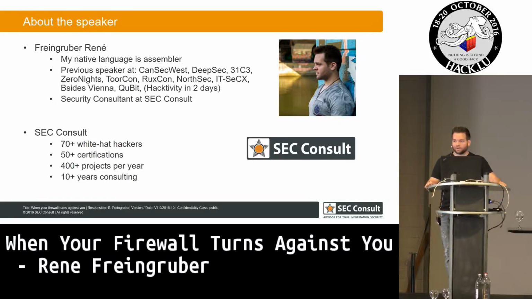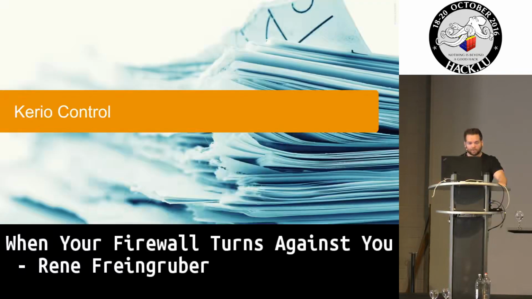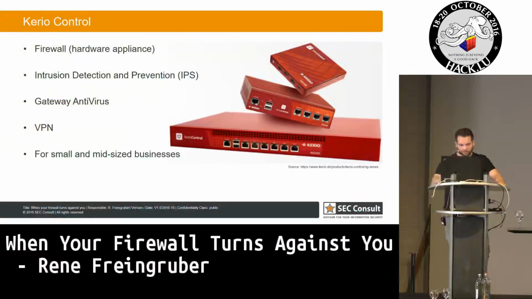I'm a security consultant in Austria at SecConsult, and today I want to tell you something about how you can compromise a company via their firewall. In this case, we are speaking about Carrier Control. You see here, this is Carrier Control. It's a hardware appliance which you can buy. It's for small and medium-sized businesses. It has functionality like firewall, router, IPS system, antivirus, and VPN gateway.